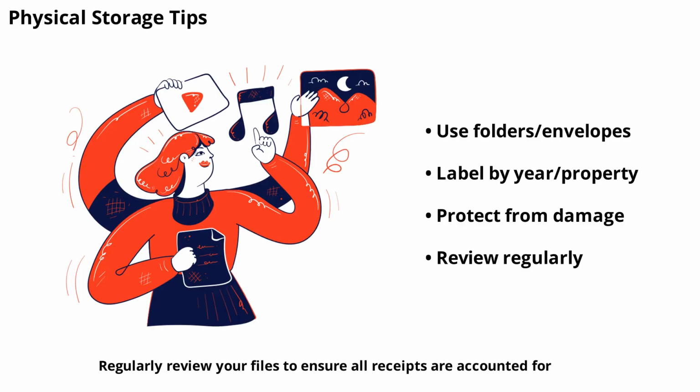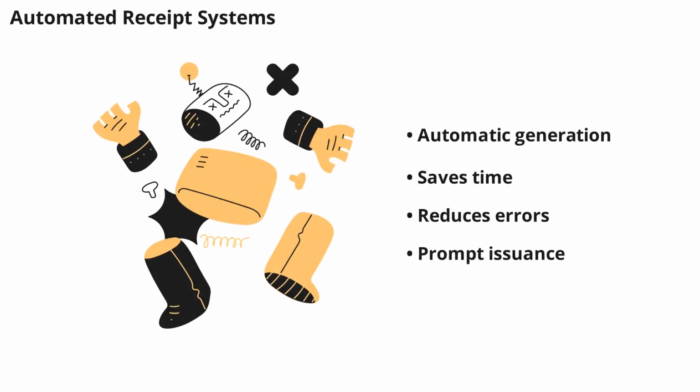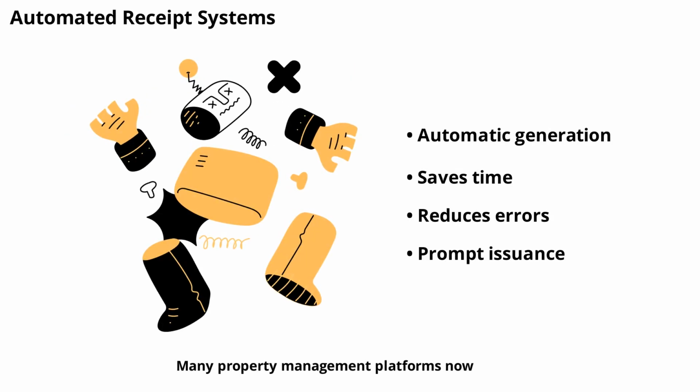Regularly review your files to ensure all receipts are accounted for. Good organization makes it easy to find receipts when you need them. Many property management platforms now offer automated rent receipt systems. These tools generate and send receipts automatically when a payment is received. Automation saves time, reduces errors, and ensures receipts are always issued promptly. Both tenants and landlords benefit from the convenience and reliability of automated systems.